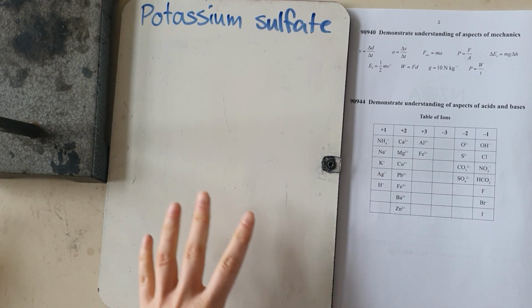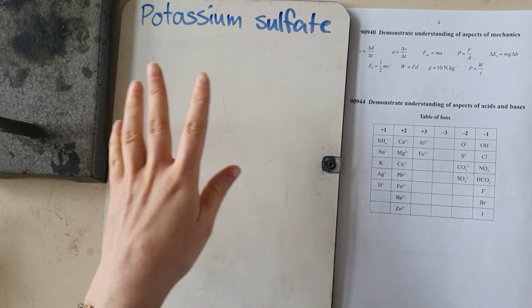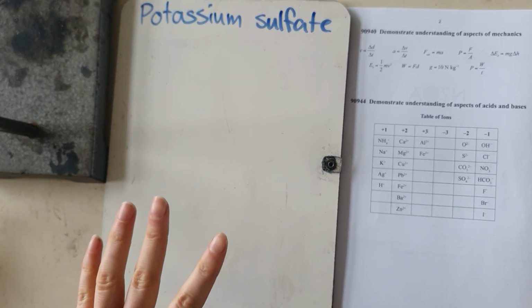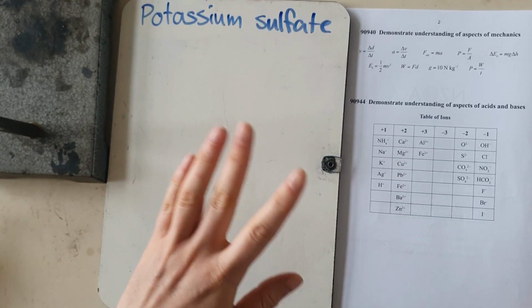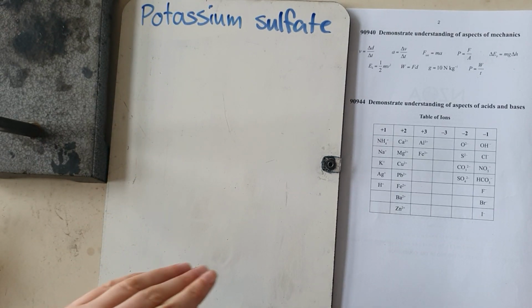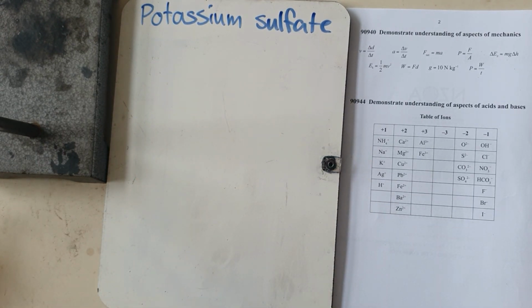All right, our final example we're going to look at is potassium sulfate. What I would like you to do is pause the video and see if you can work out how we're going to write the formula and whether or not we need brackets.